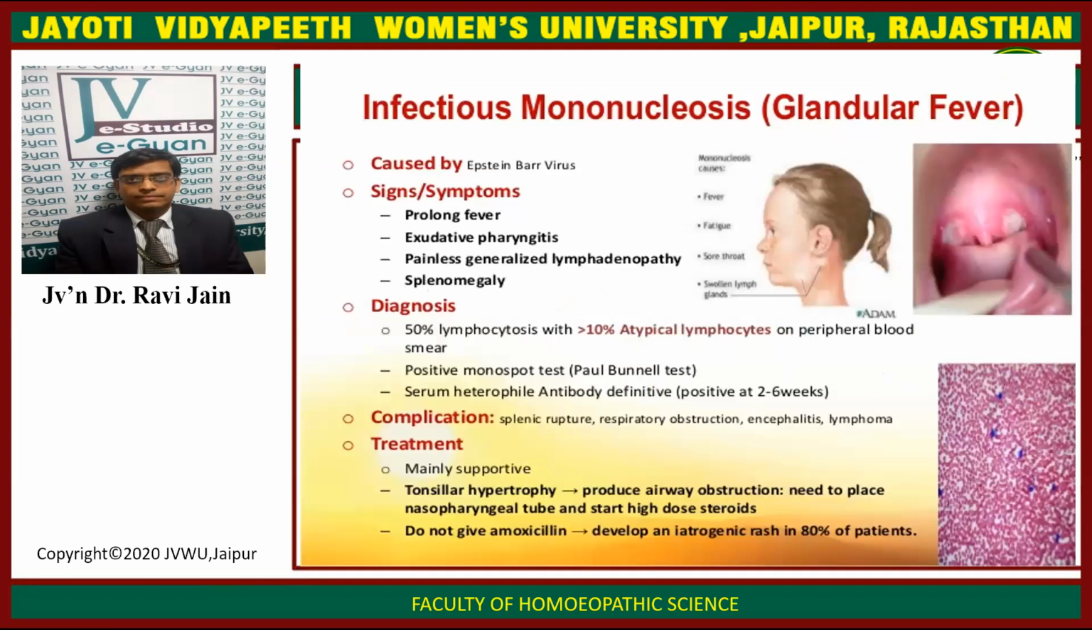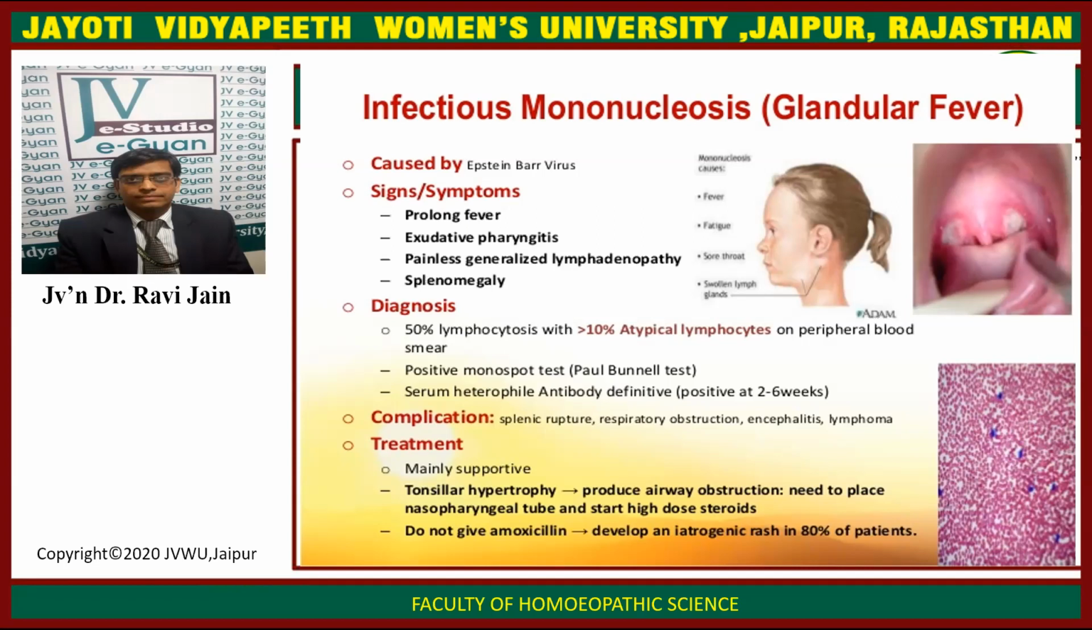So this is all about infectious mononucleosis, also known as glandular fever. It is caused by Epstein-Barr virus, characterized by fever, fatigue, sore throat, and swollen lymph node glands. The signs and symptoms consist of prolonged fever, exudative pharyngitis, painless generalized lymphadenopathy, and splenomegaly. The diagnosis: in 50% there is lymphocytosis with greater than 10% atypical lymphocytes on the peripheral blood smear. Positive monospot test, that is Paul Bunnell test. Serum heterophile antibody is definitively positive at 2 to 6 weeks.